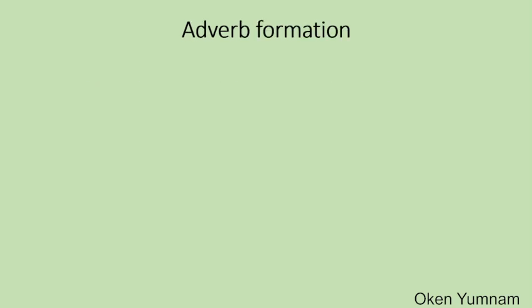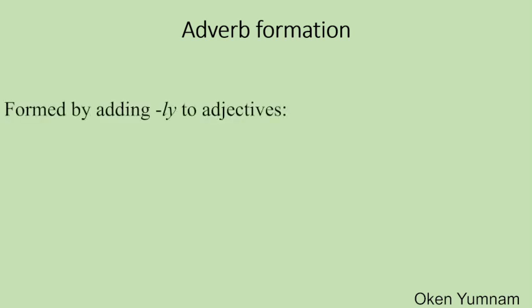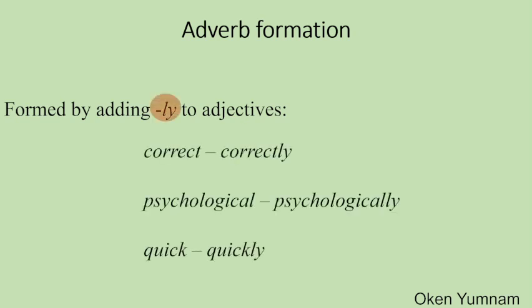Now let's come to adverb formation from adjectives. How do we form adverbs from adjectives? Simply by adding -ly. From correct, correctly. Psychological, psychologically. Quick, quickly. This is how we form adverbs from adjectives.